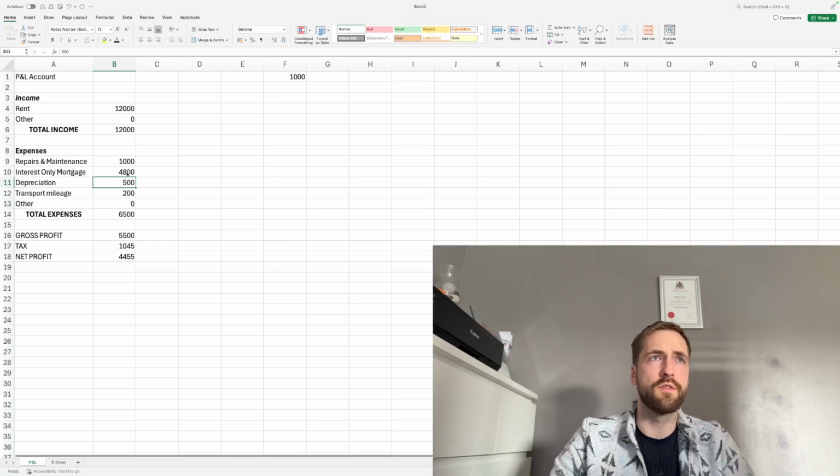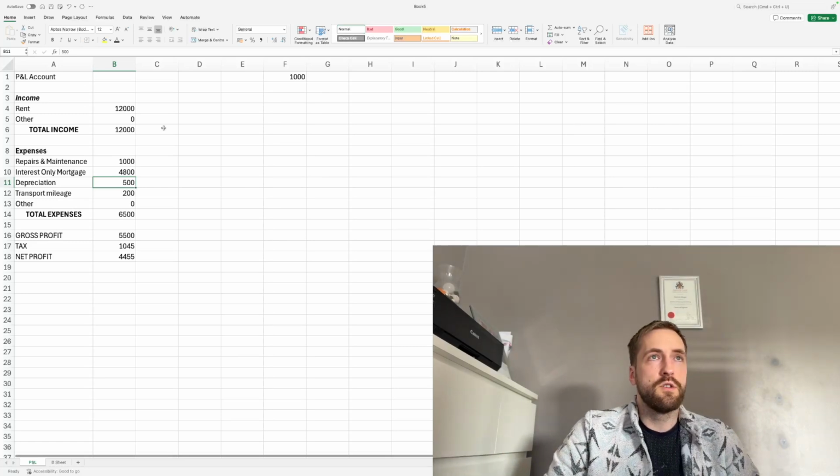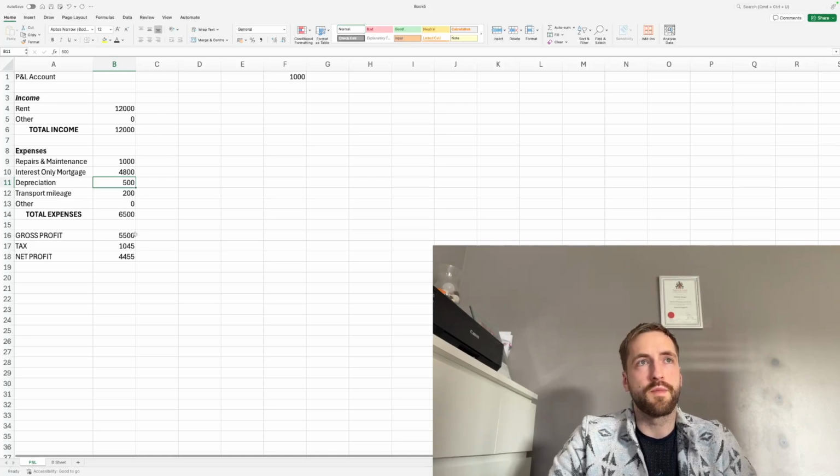So you've got 12 grand of rent, 4.8 grand went to the mortgage company for the interest on the mortgage that you have. Repairs and maintenance, £1,000 is what you've spent. Depreciation of your business assets, 500 quid. Transport 200. So your total expenses over the course of the year is 6,500. So total income 12,000. Total expenses 6,500. How much profit have you made? You have made 5.5 grand.